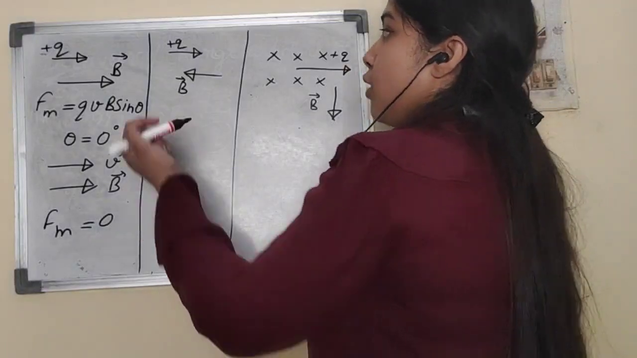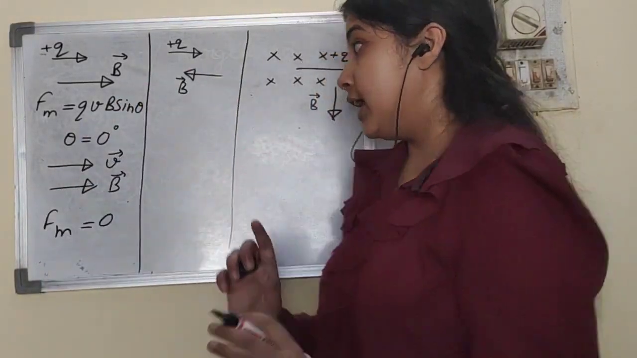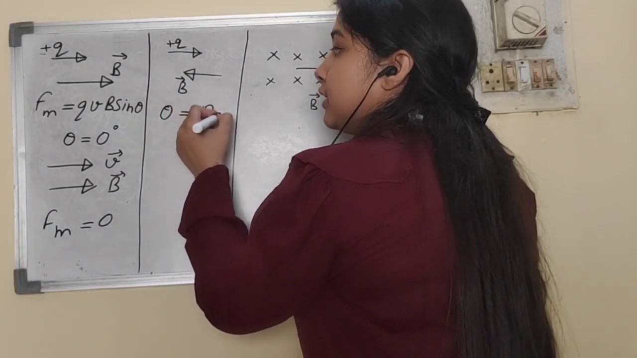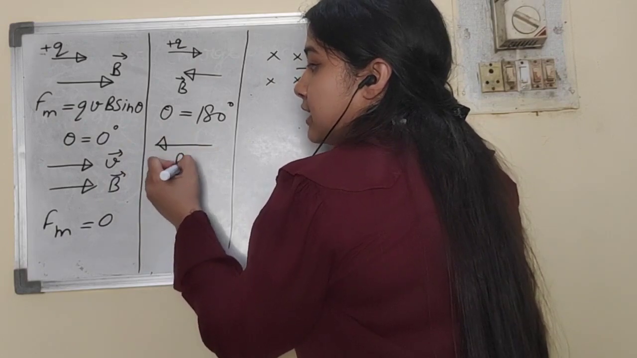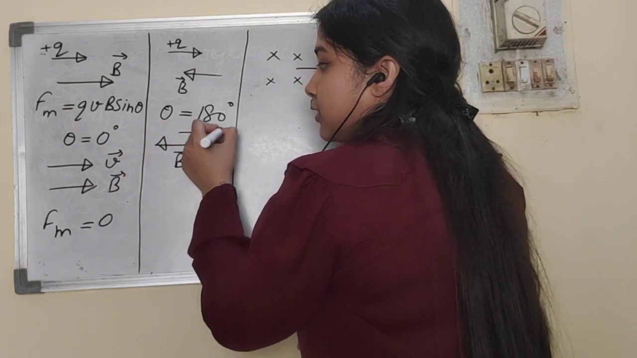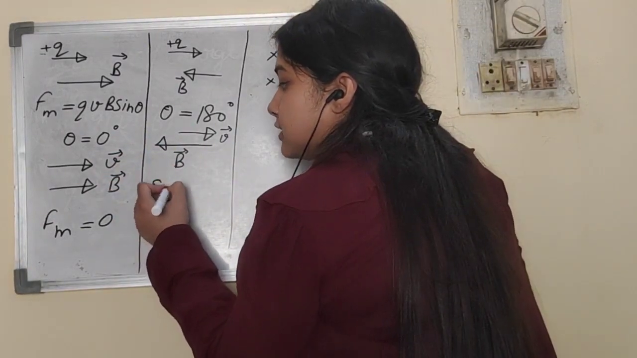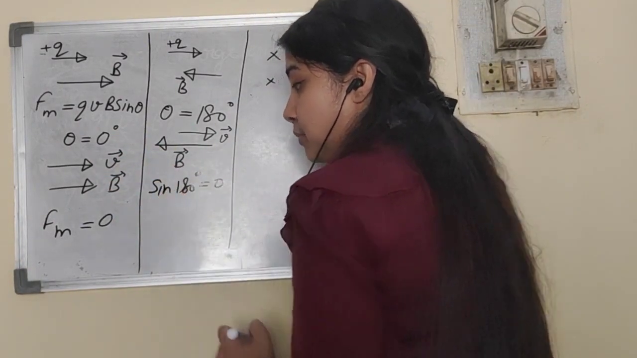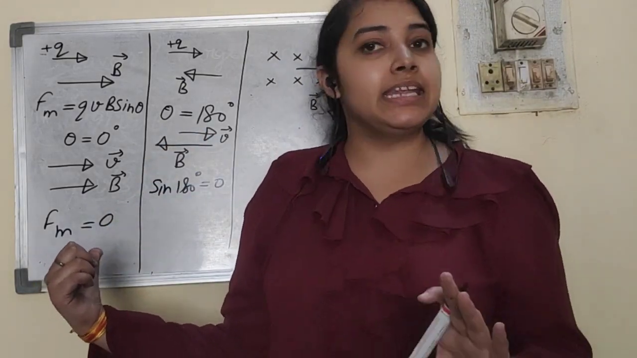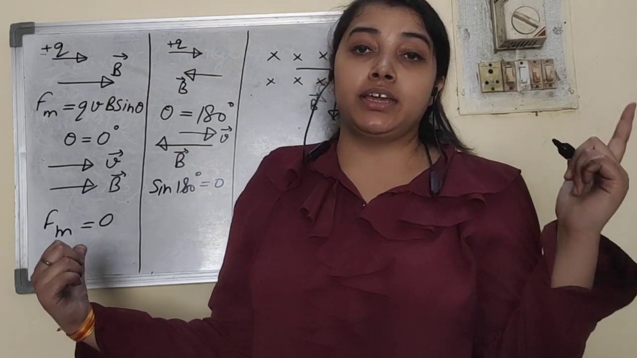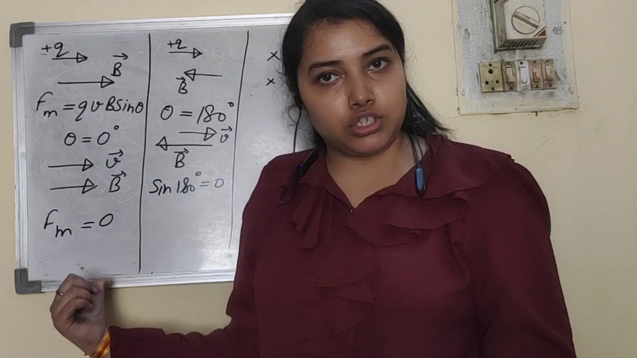We know that the magnetic field cannot change the velocity, and the charged particle will also not change its direction. In the second case, when the charged particle enters the magnetic field in the opposite direction, here theta becomes equal to 180 degrees. As you can see, the magnetic field is in this direction and the velocity is in this direction. We know that sin 180 degrees is equal to 0. That means in this case also the charged particle will not experience any kind of force and it will go straight without even a change in its direction, and we know that it cannot change the velocity also.